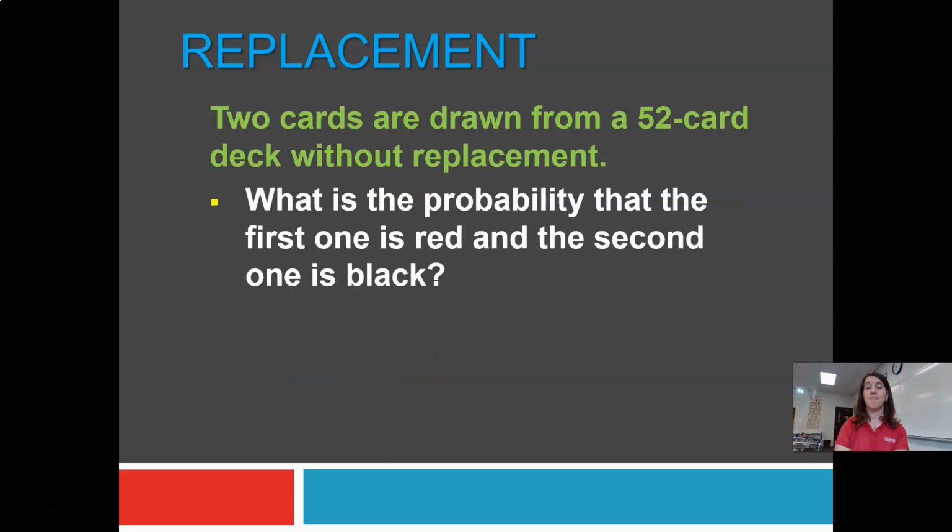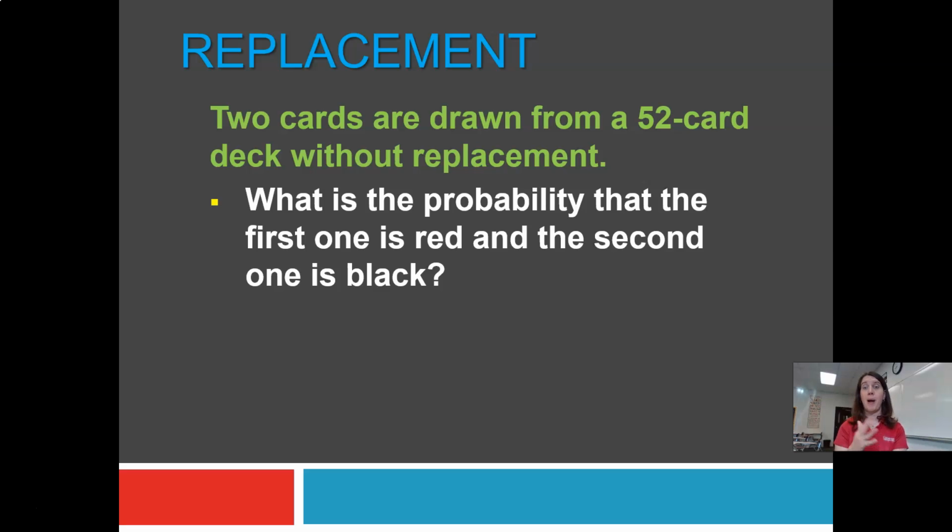Last question for today. 2 cards are drawn from a 52 card deck without replacement. What is the probability that the first one is red and the second one is black? So notice in this question here, it said without replacement. The card that I take the first time does not go back in. I'm going to set it off to the side.